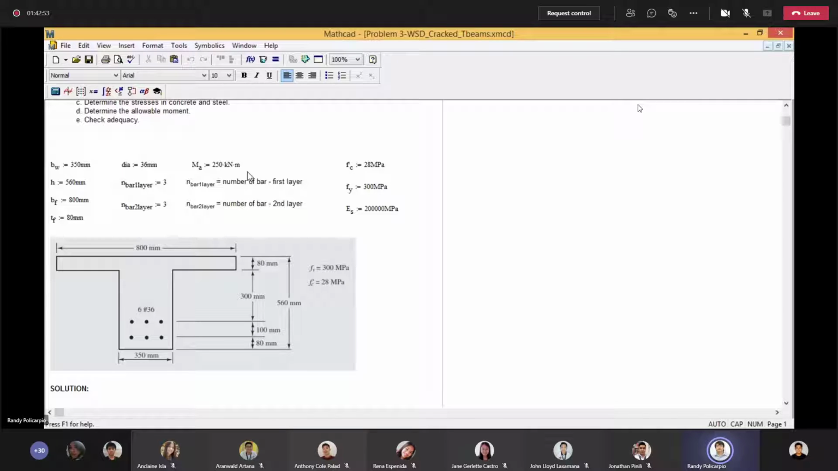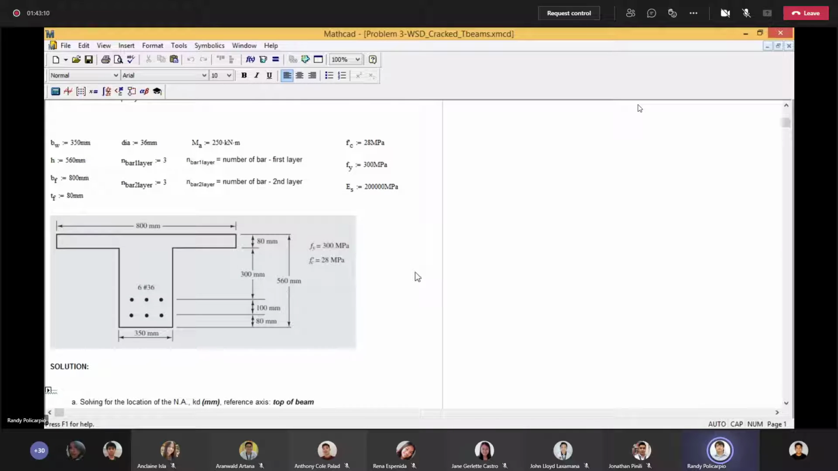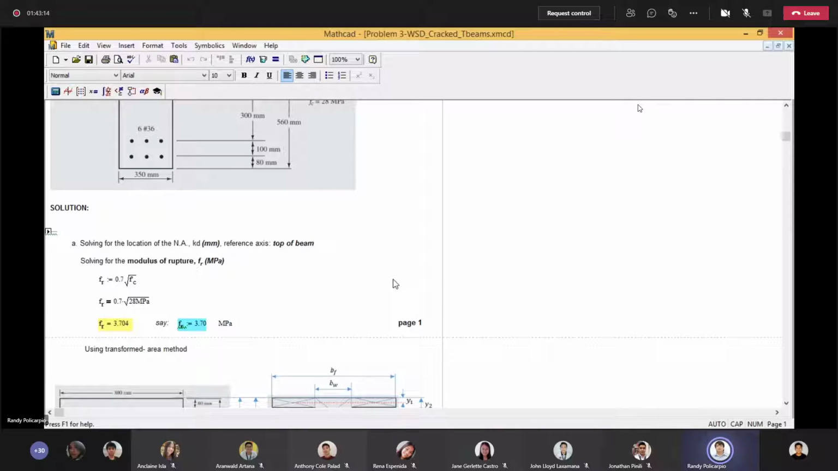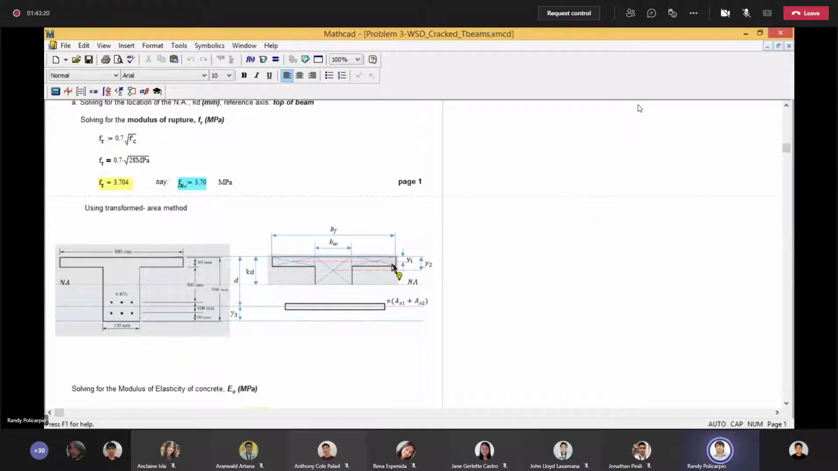So dito natin malalaman kung crack, no? But anyway, I already told you that this problem is a crack section. So given yung MA natin, hindi na yan i-compute but rather given. So ngayon para ma-prove natin kung talagang crack ito, we're going to solve for the cracking moment, okay?